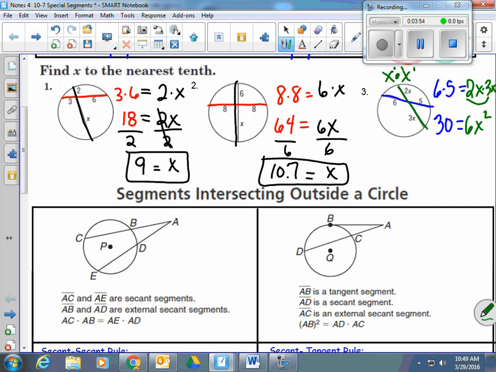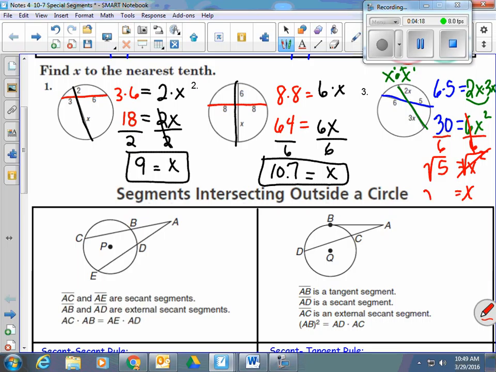Remember, x times x, the exponent is a 1. I'm multiplying, so I really need to add my exponents. That's how I get x squared. Now what do I do here? Divide by 6. So x squared is equal to what? 5. Now what? Take the square root of it, right?